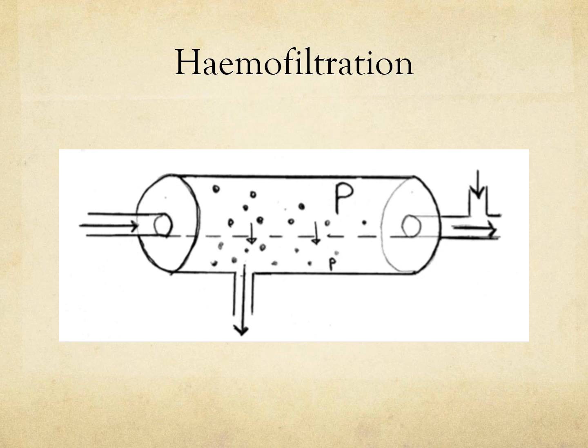Where in the circuit the replacement fluid is given can also have an effect. So we tend to give the majority of the replacement fluid post-filter or post-dilution, and this enables maximum efficiency of the filter. If we're having issues with clotting of filters, we can give the replacement fluid pre-filter, and therefore the blood is more dilute as it passes through and less likely to clot.